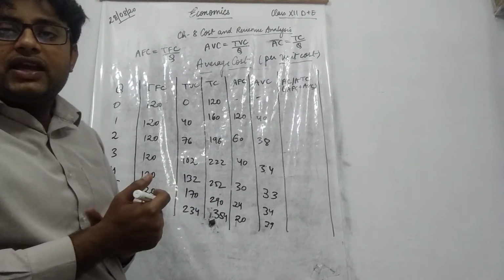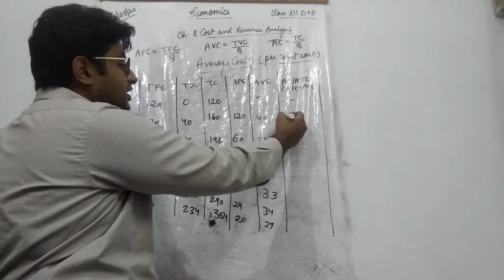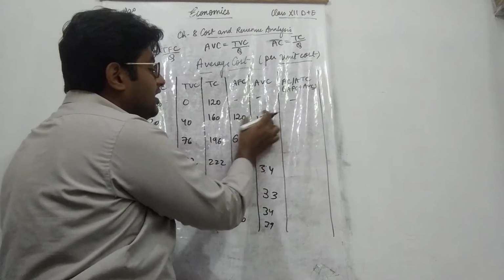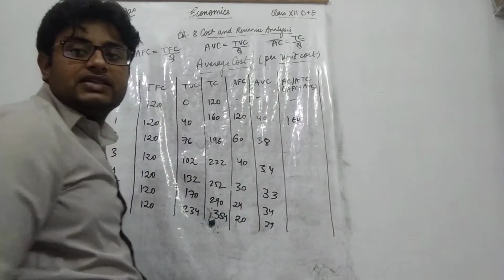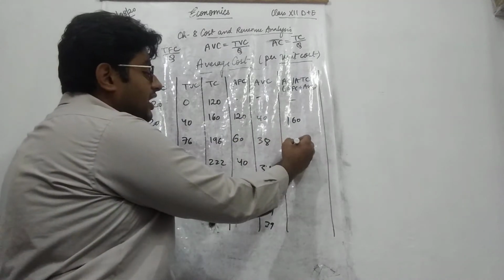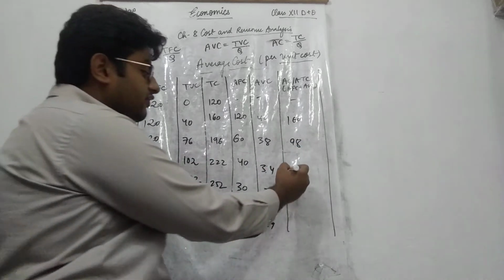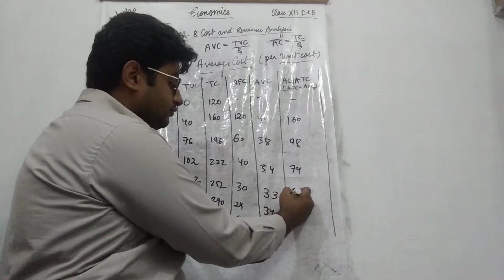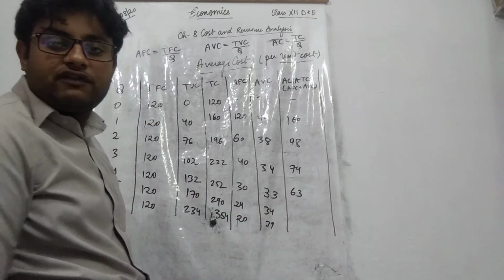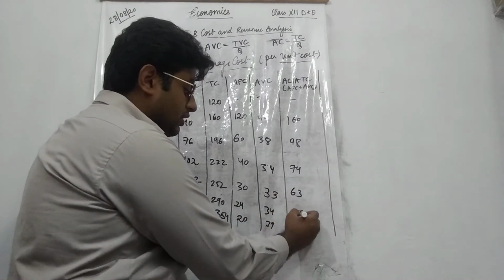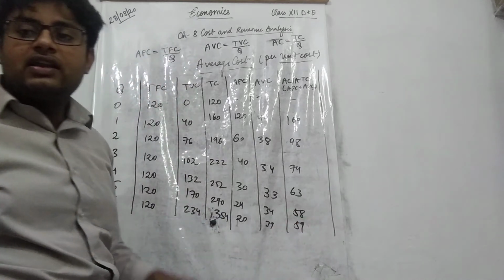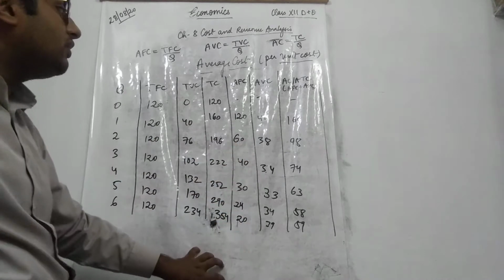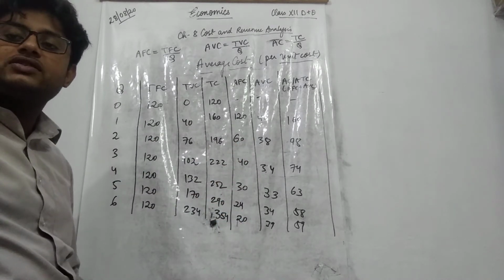So we will calculate. At the first level we will not get anything. Then I'll be adding, so 120 plus 40 gives 160, then 98, then 74, then 63, then comes 58, and then comes 59. So you must be clear with the formulas, then only you will be able to calculate the values.